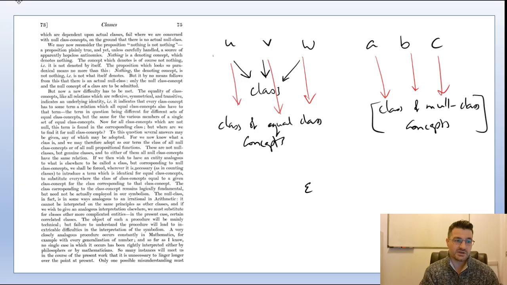That's what I think he's talking about when he says that the null class is like an irrational. It's got a different structure to rational numbers. It's a completely different type of structure, and it has to be dealt with in a different way. At least that's my interpretation of it.